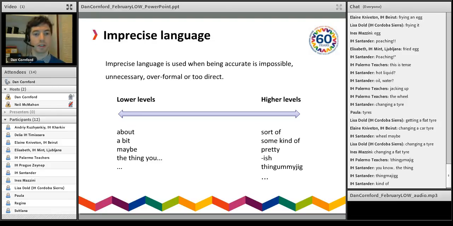Here you've got a couple of examples of imprecise language you might teach to higher levels and lower levels as well.